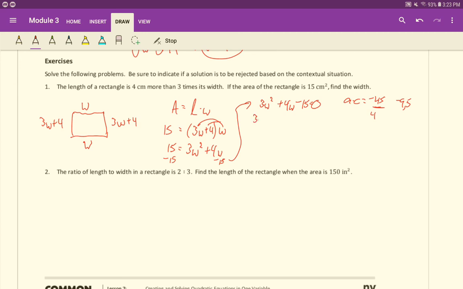So let's factor here: 3w squared minus 9w plus 5w minus 15 equals 0. Again, the 4w breaks up into the negative 9w and the 5w from these two numbers we got here. And just group the first two and group the second two. In this first group, we can take out a 3w, so we're left with w minus 3. In the second group here, we can take out a 5, left with w minus 3 as well. Take out the w minus 3's.